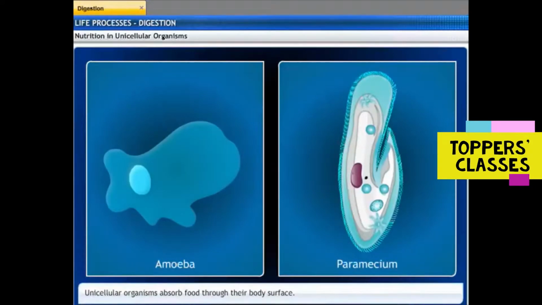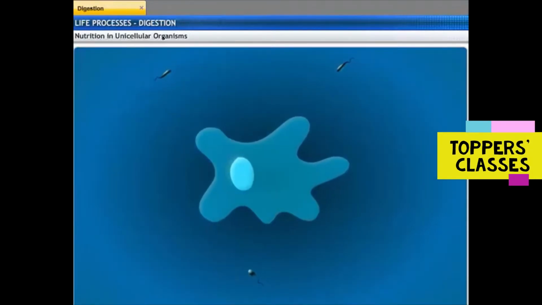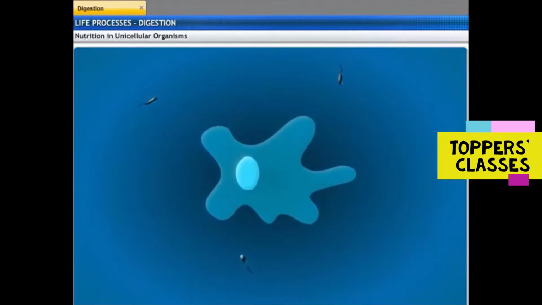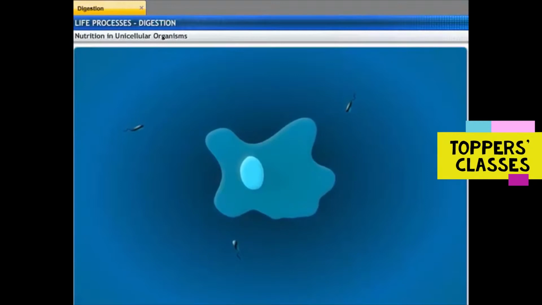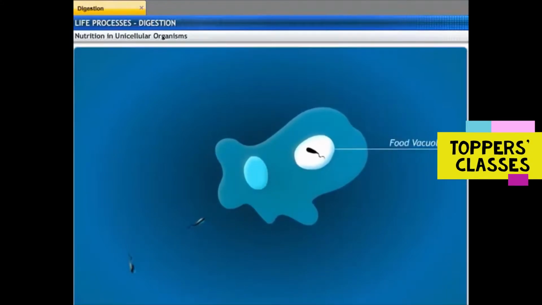Unicellular organisms like amoeba and paramecium do not have any special organs for the process of nutrition. They absorb food through their body surface. An amoeba feeds on microscopic animals that live in water. When an amoeba wants to take in a food particle, it encircles the food with its pseudopodia, and the food is enclosed in a food vacuole. The food in the food vacuole is digested by lytic enzymes. The digested food diffuses into the body of the amoeba, whereas the undigested food is thrown out.